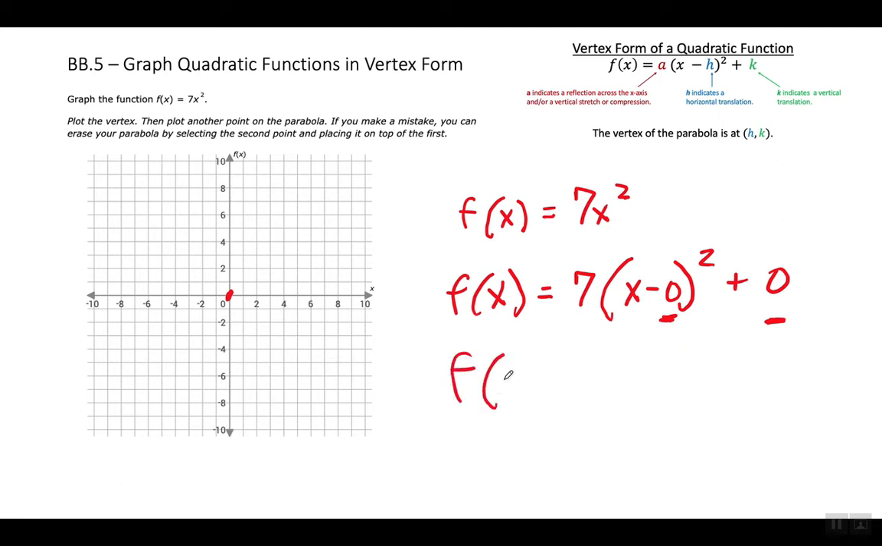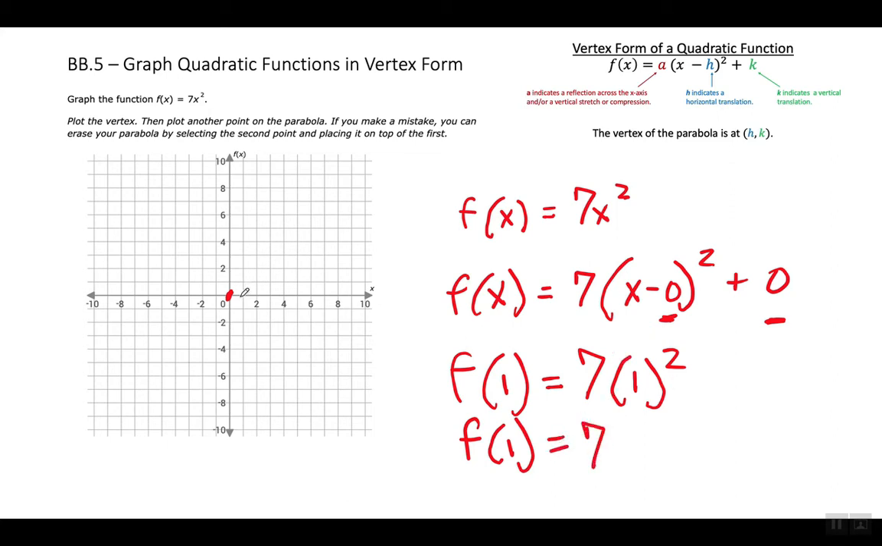Okay, now just substitute an easy number like positive 1 into the function to get what is y going to be when x equals 1? It's going to be 7. Okay, so 1, 7 and negative 1, 7. And there's my parabola.